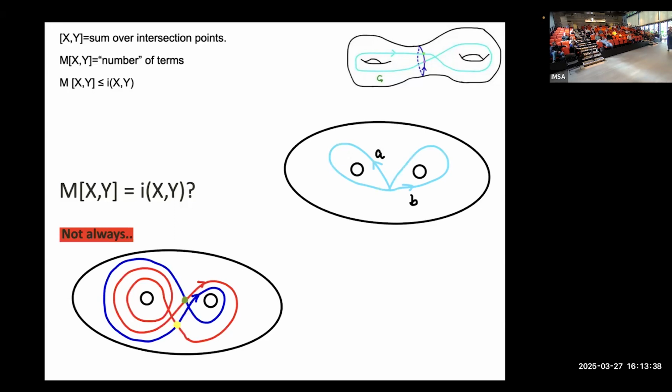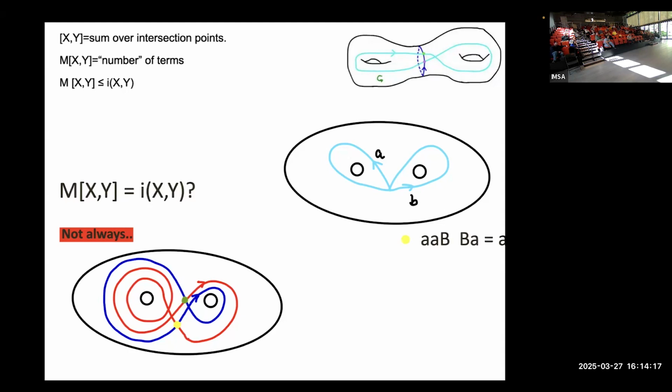The number of terms, counted with multiplicity, that the bracket has, is not equal to the intersection number. It's always smaller or equal, because I can always start with two representatives that intersect in the smallest number of points. So I will have as many terms as the minimal intersection number. But maybe after taking classes and using the signs, things cancel.